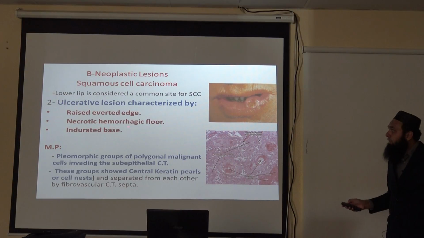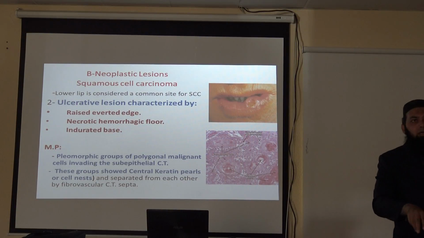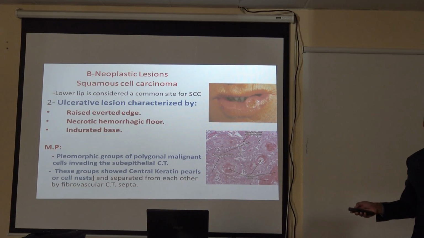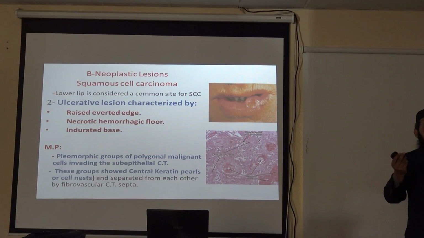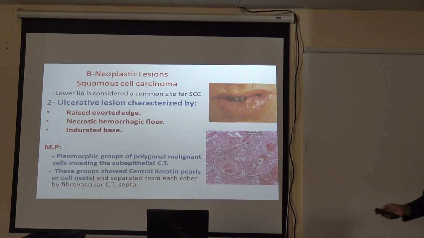Okay, necrotic hemorrhagic floor. So the floor in between, is necrotic and can be hemorrhagic, blood can ooze. Indurated base. So the same explanation, that base is indurated. That's why bleeding is occurring. So under the microscope, this is very important, specific to this squamous cell carcinoma. What is that? Pleomorphic groups of polygonal malignant cells invading the subepithelium, and these groups show central keratin pearls.